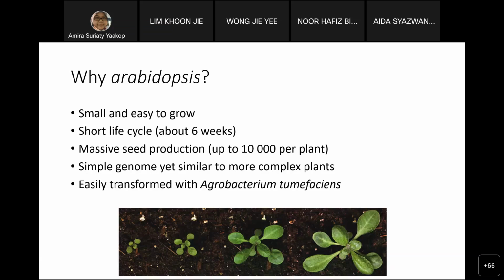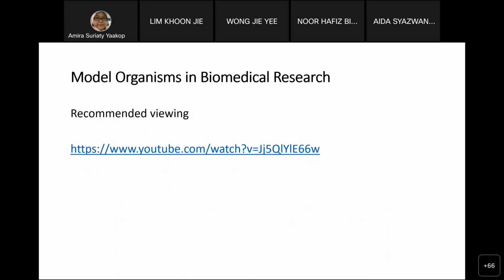Alright, it can be easily transformed with Agrobacterium tumefaciens, and you have a vector that can carry the gene of interest for you. In this case, we can use Agrobacterium tumefaciens to insert the gene of interest, and of course the ballistic method also can be used. So that is Arabidopsis. If you want to watch more details on the organism, I give you this link, so have a look later.